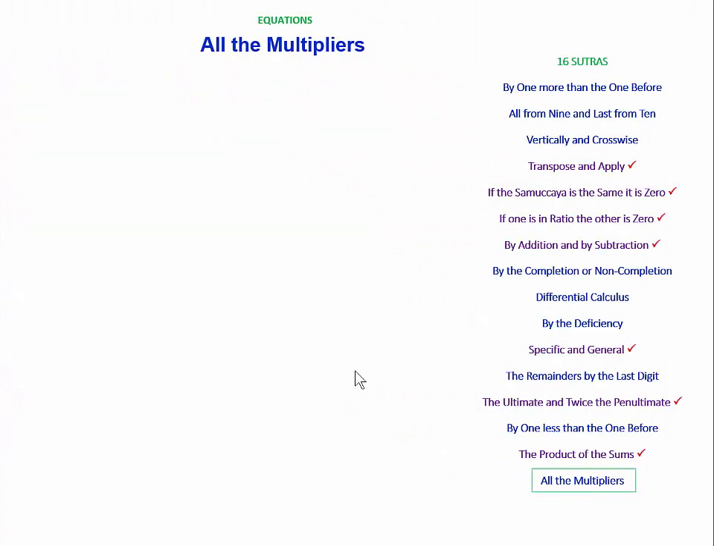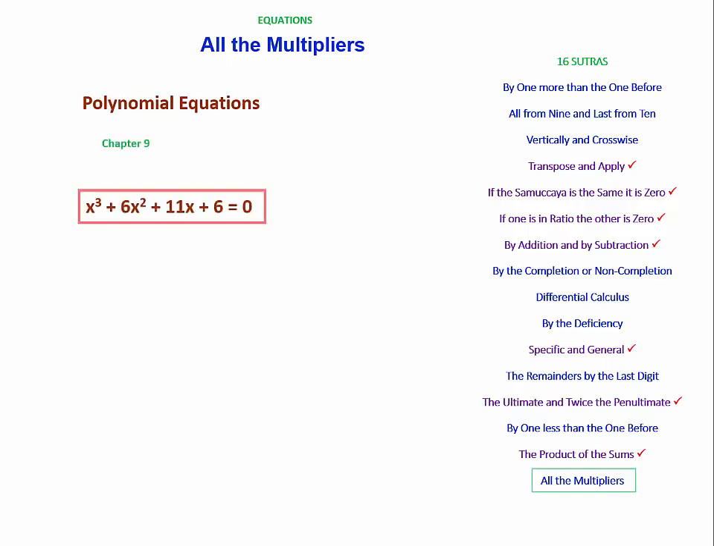All the multipliers, Gunaka Samachaya. We can see an application of this in polynomial equations. This is in chapter 9. So taking the same cubic equation as before, if we focus on the 6 here, we can look at its factors. Multipliers, factors and multipliers. Because the factors are 1, 2 and 3, that helps us to factorize the equation and therefore solve it.